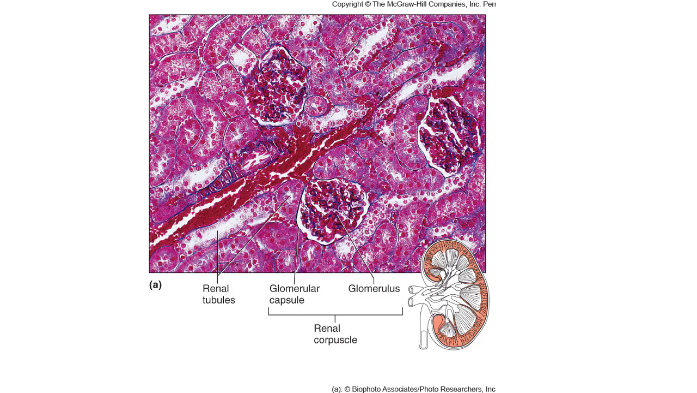This is how this area would look in a histological stain. You can clearly see the tangled masses here and here and here. That would be a glomerulus here. The area right around it would be the Bowman's capsule or the glomerular capsule. And those two together are referenced as the renal corpuscle.